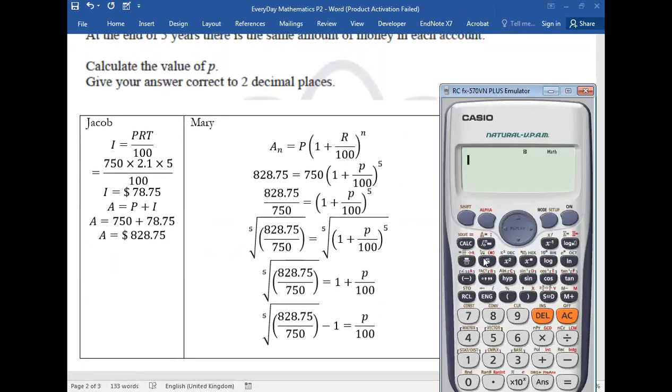See, you take the fifth root. Shift, fifth root, or power 1/5, all of this could have been done. Press shift and then say a fraction: 828.75 divided by 7. The calculator does it itself, and then put in -1. Right, this is a value, write it down: 0.02017.